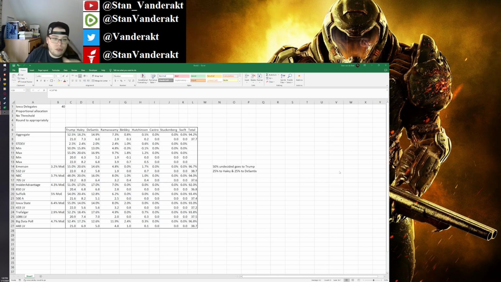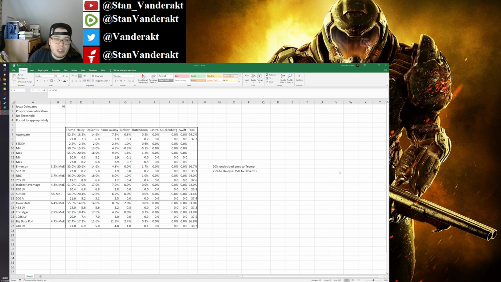So we have this aggregate: 52.5 for Trump, 18.2 for Haley, 14.9 for DeSantis, 7.3 for Ramaswamy, 0.8 for Binkley, 0.5 for Hutchinson, and the rest gets 0. That's roughly 5.8% unaccounted for, and we can't really tell which way they're going to swing. What we can say is that in the case of Emerson, half of undecideds go to Trump. And for the other ones, we haven't really seen proper data points for that.